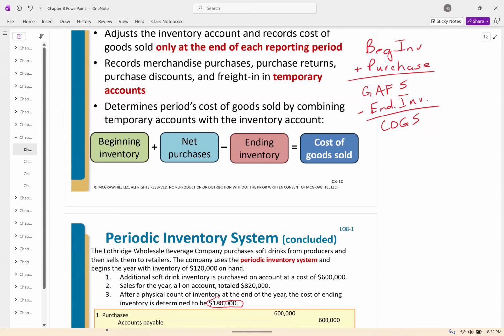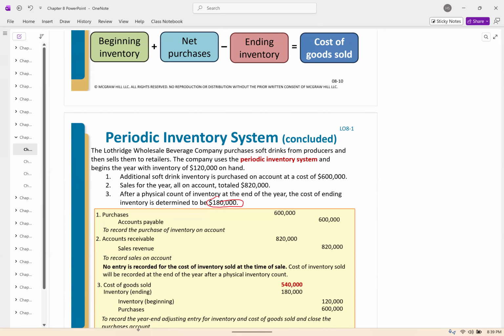So let's take care of two things first. They told us the beginning was 120. I'll just do this really quick and show y'all in the inventory. Inventory had 120 in there. They're crediting that 120 and making it go away, basically. We know that we had 600,000 of purchases.